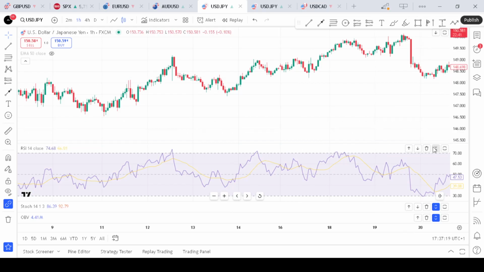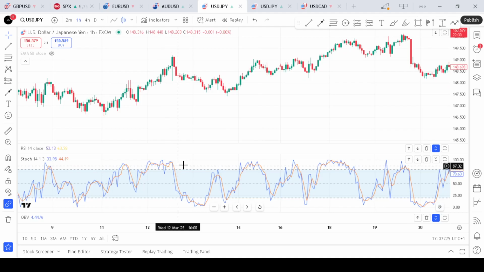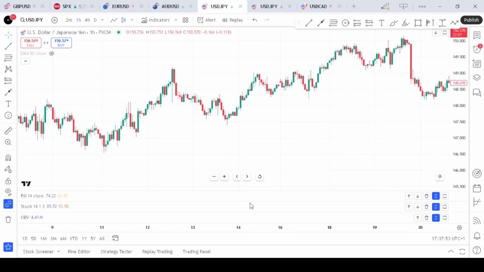Now, the second indicator we are going to talk about are the oscillators. An example of an oscillator is the Stochastic Oscillator, and this indicator compares closing price to the trading range over a set period. Readings above 80 signify an overbought condition, while readings below 20 signify an oversold condition or an oversold level.